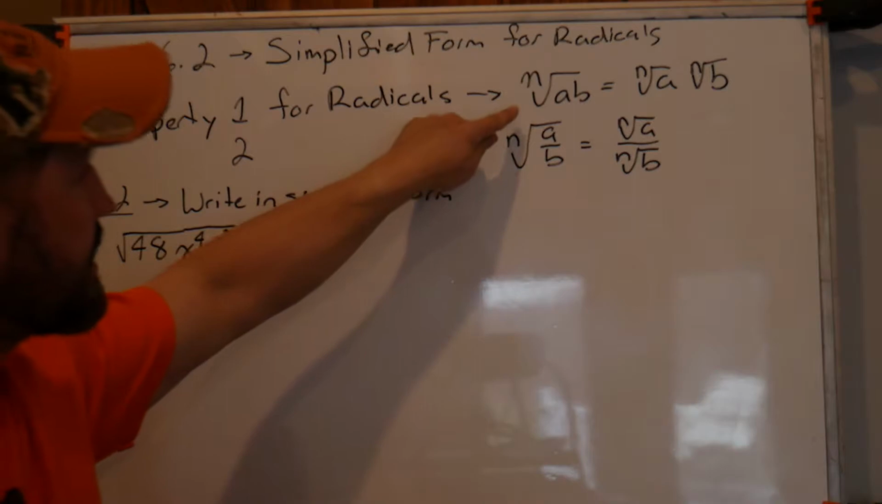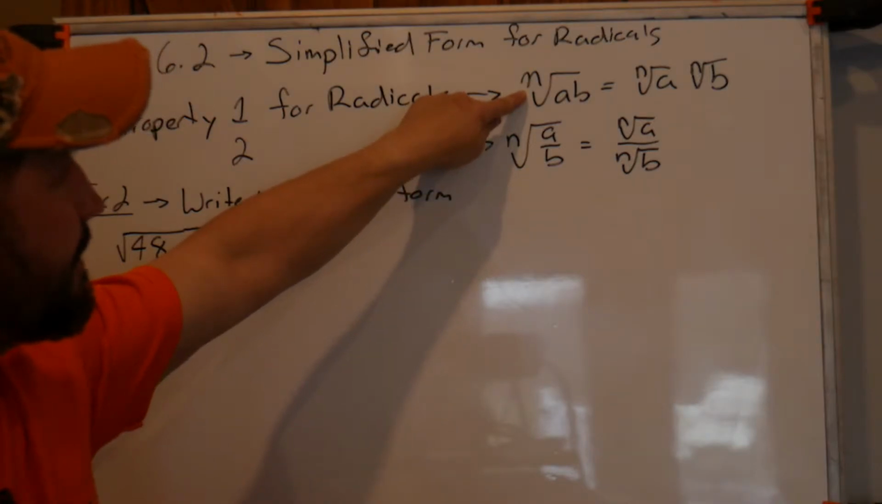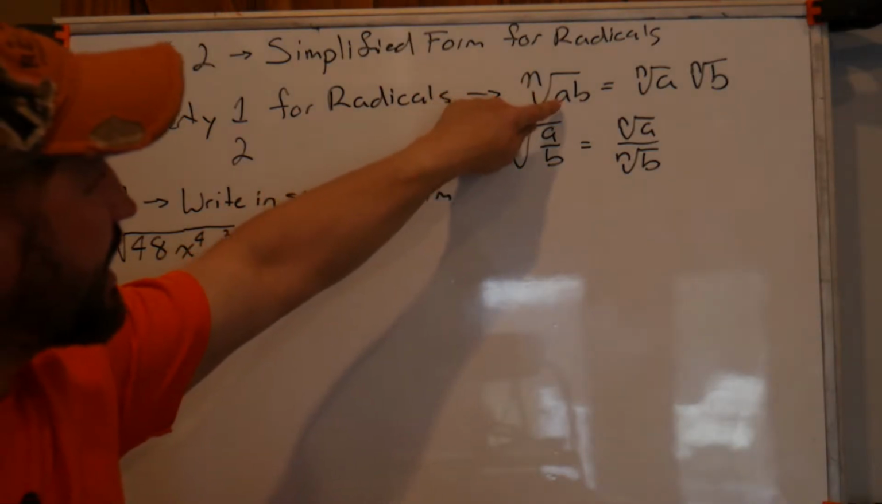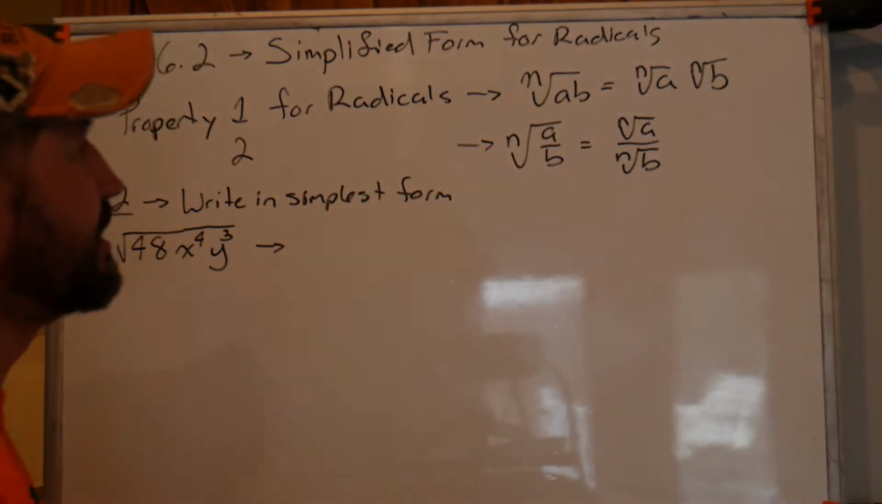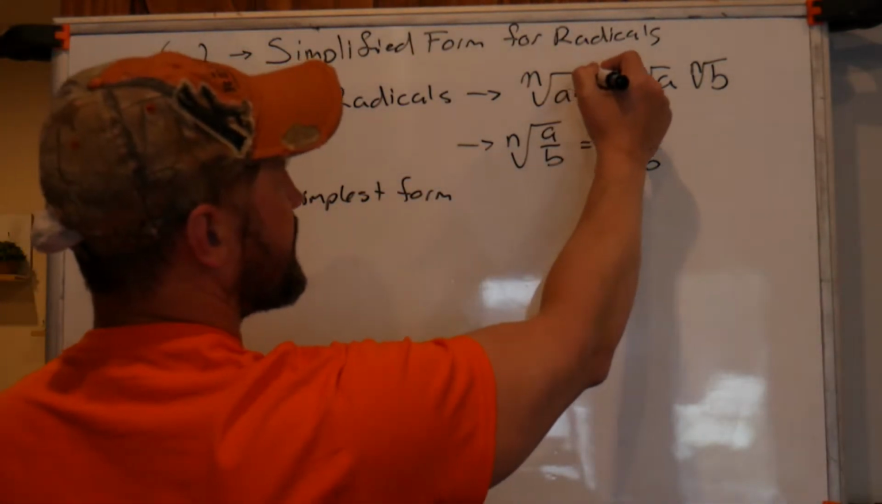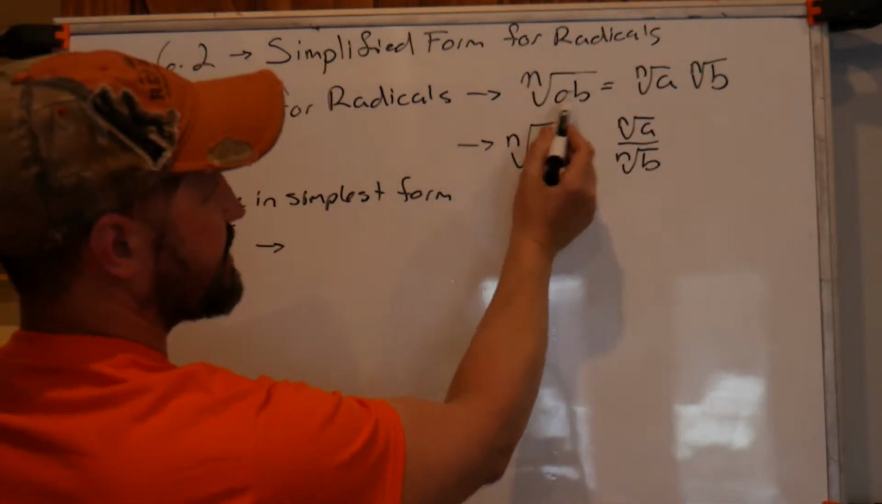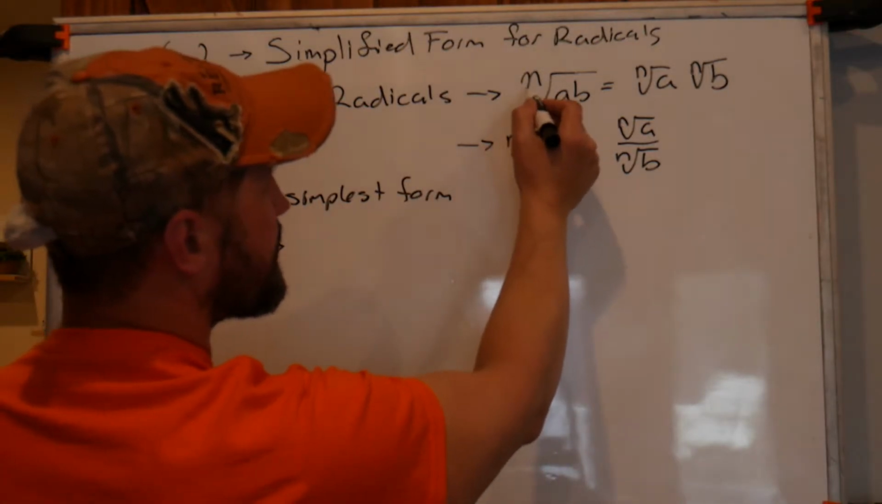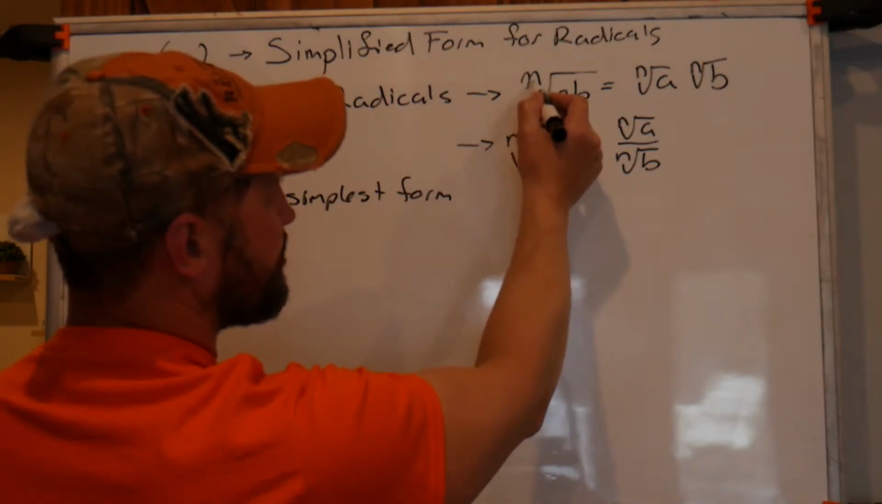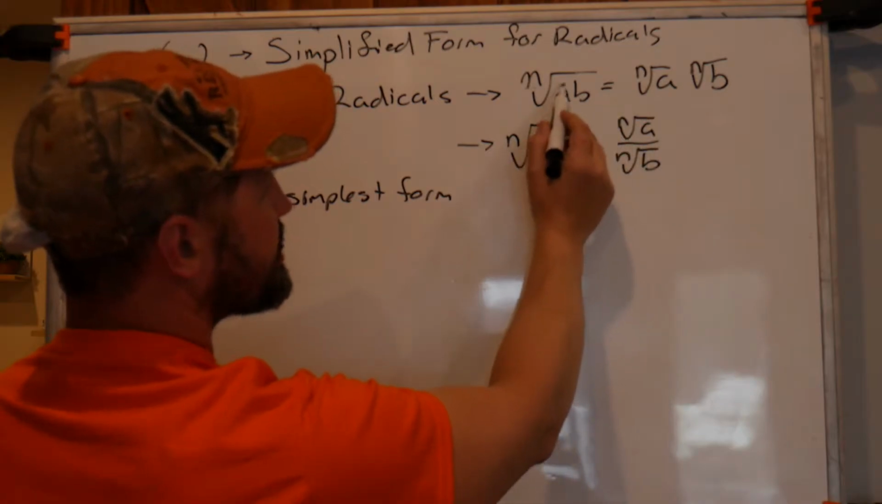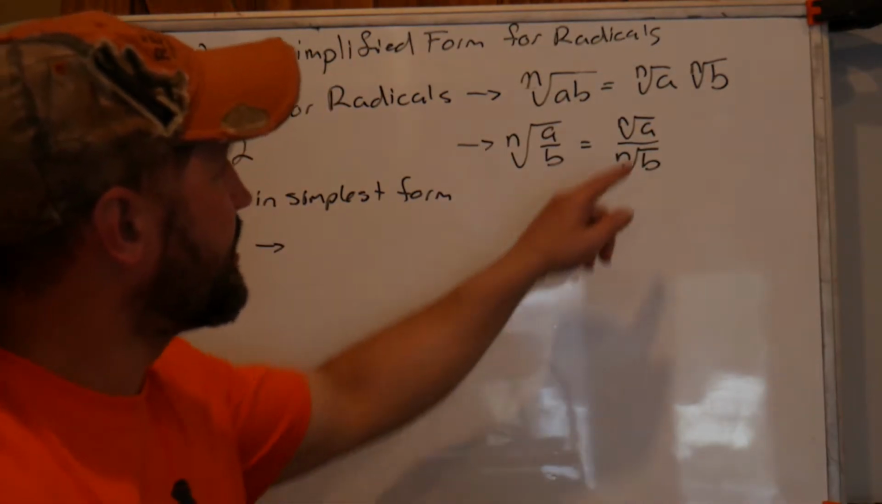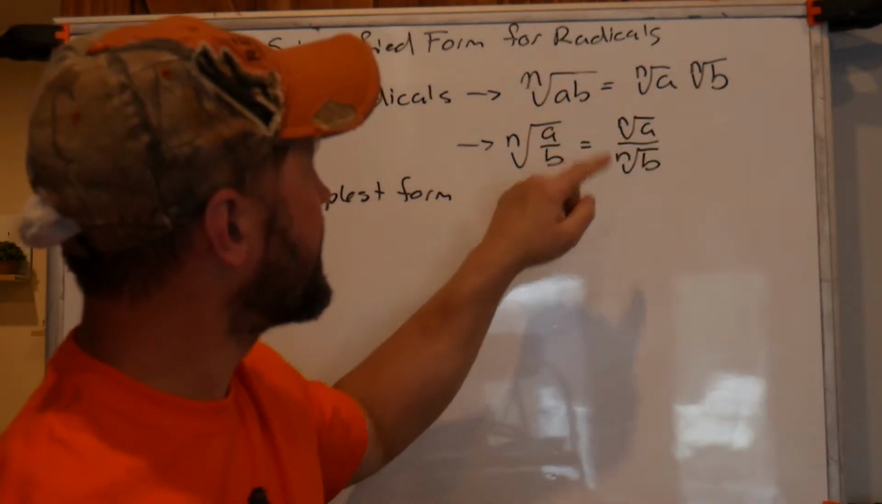Property 1 for radicals. Whatever index I have when I'm multiplying things together underneath the radical, I just apply it to every single one of them. Just think that. Whatever number I have out here, my index, apply it to everything inside. So I can break it apart: nth root of A times nth root of B.